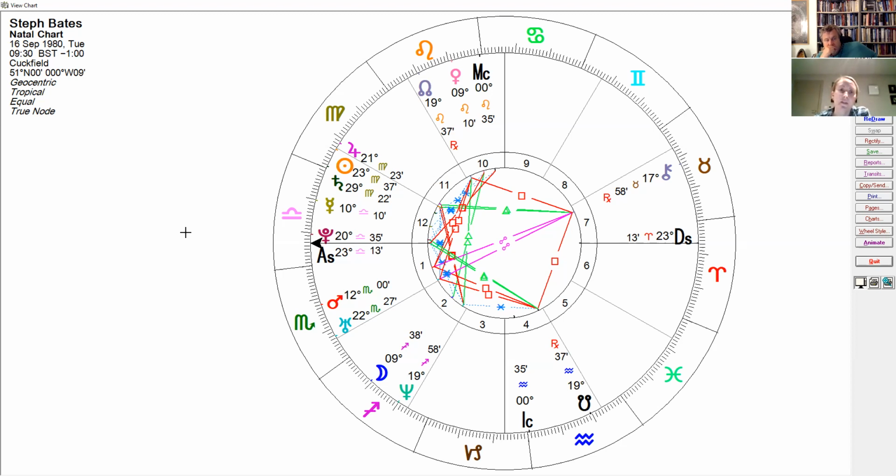So 10, 11, and 12. Yes, which is where most of them are. So MC, Venus, and then the North Node. Excellent. And then Jupiter, Sun, Saturn, Mercury, and Pluto.